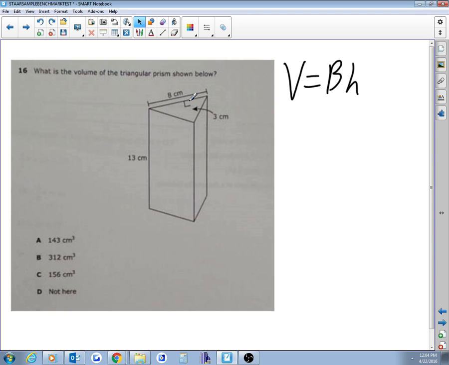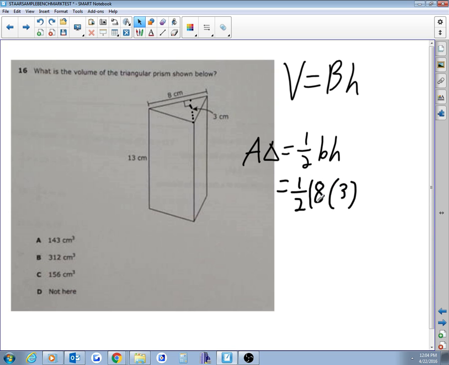And there really should be a little dotted line going right there. So the area of a triangle from our formula chart is 1/2 base times height. So our base here is 8. So we have 1/2 times 8. And our height here is 3. So 1/2 times 8 times 3.